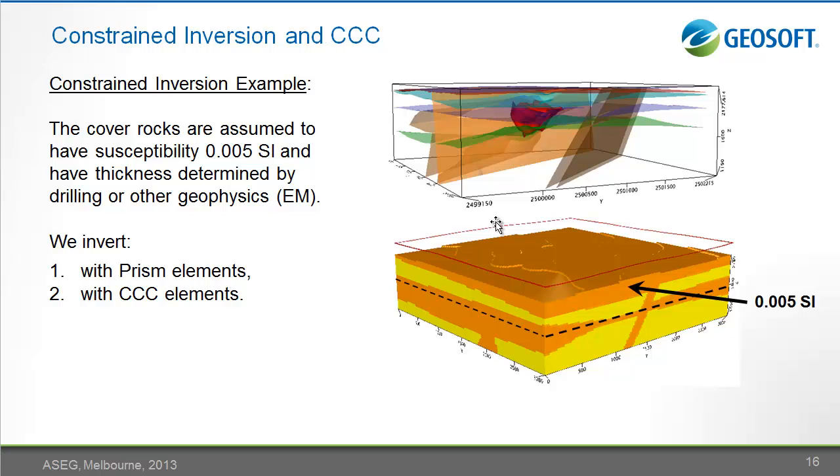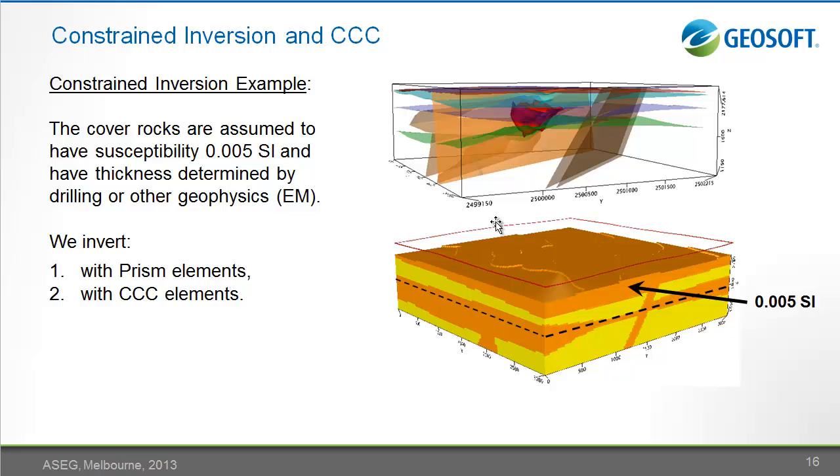How does this come into play in inversion? Well, it's particularly important in constrained inversion. A common enough scenario in inversion or constrained inversion is that we know something about the cover rocks. We perhaps have their thickness determined by some other geophysical method or some drilling, or we've got some fairly convincing arguments that the cover thickness is limited to a certain depth. And in this instance, at San Nicolas we know there's about 200 meters of cover, and we know that the susceptibility of that cover rock is about 0.005 SI.